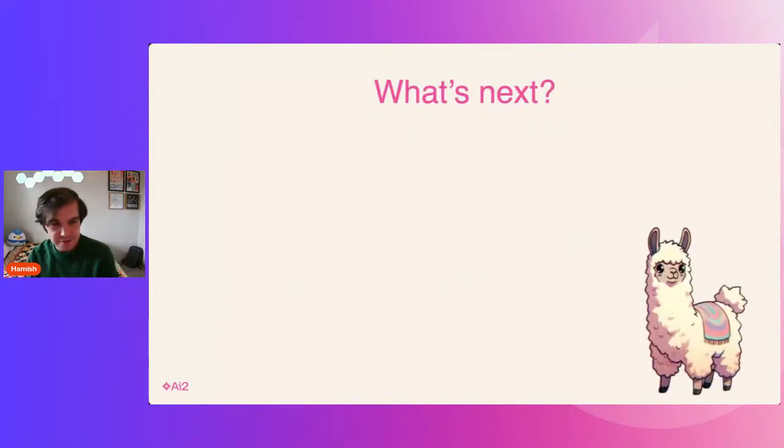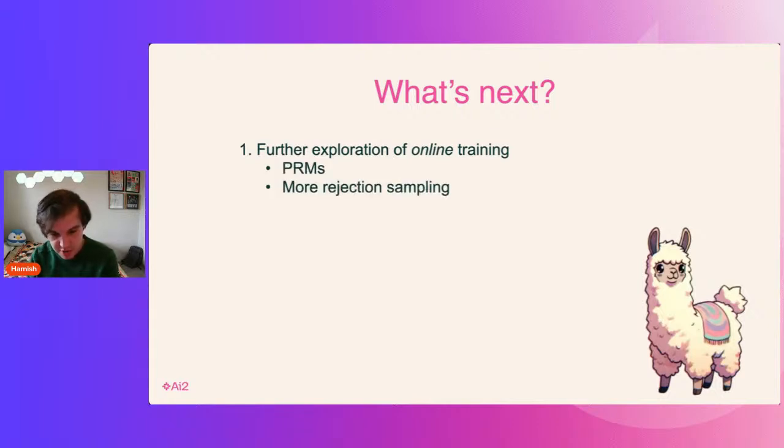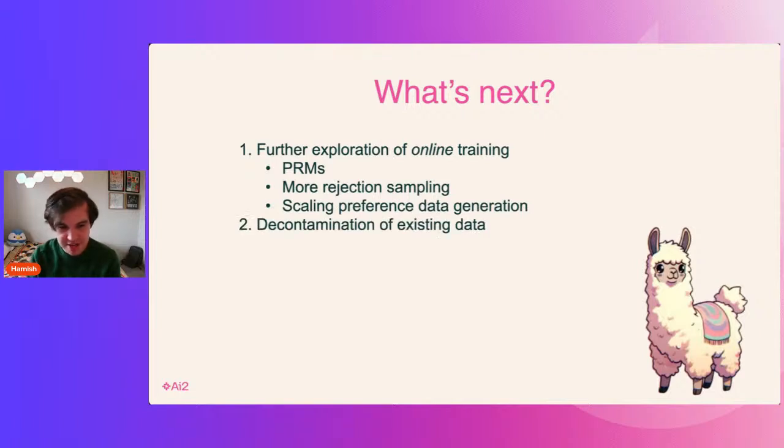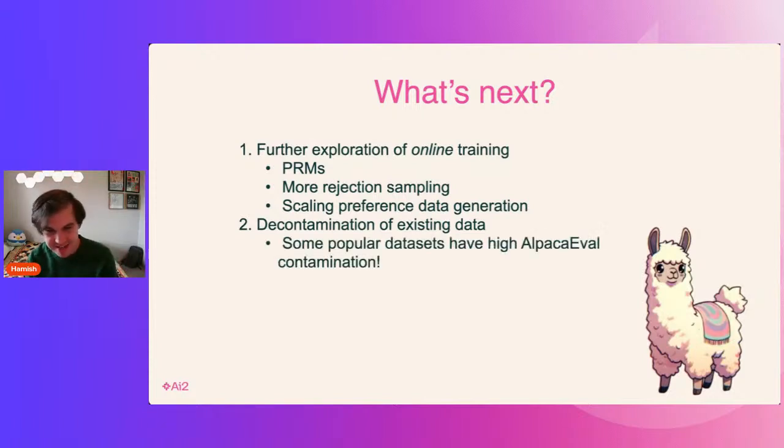Of course, this isn't the end for Open-Instruct. We're trying a lot of new things. We're trying to get more and more into online training, so further developing the PPO and online DPO toolkits with things like process reward models and so on. We've also been looking at making sure that we're not hill climbing by just including our test data accidentally, which could happen when you do a lot of data mixing. There are some popular datasets that have crazy high AlpacaEval contamination out there. Check your data.